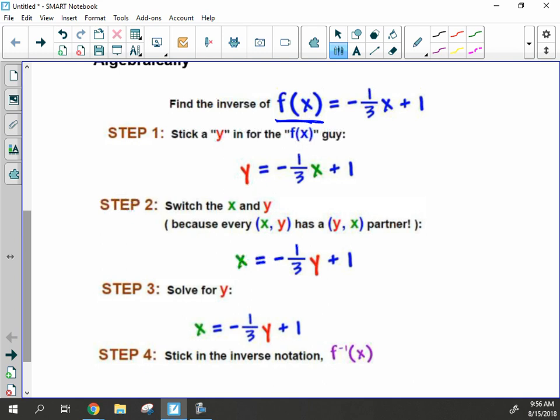So the first step right here, here's what they did. They put the y in. And then the second step is once you have x's and y's, switch them. Now nothing else moves. The only thing that moves is literally the x and the y.